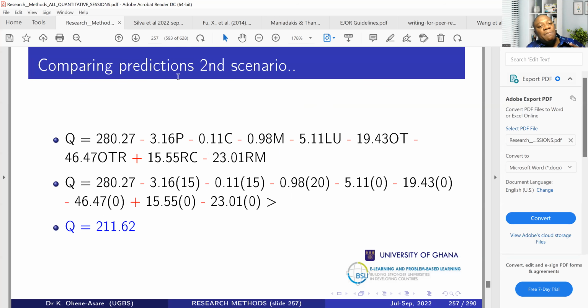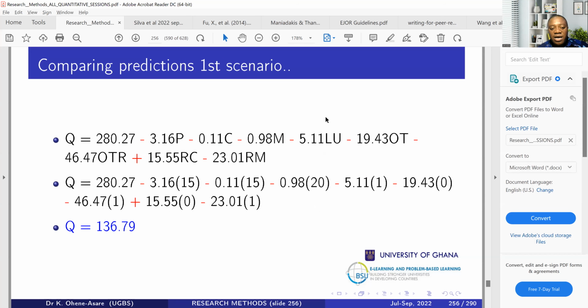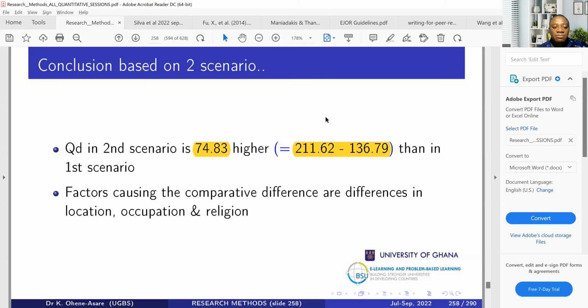Look at it. We talked about Muslim traders in an urban town. By mentioning Muslim, that means religion is causing a difference. Traders, it means occupation is causing a difference. Urban, it means that location is causing a difference. Because when it comes to the other one, it changed. That one was what? Buddhist fishers in the rural town. So the factors that are causing the comparative differences are these.